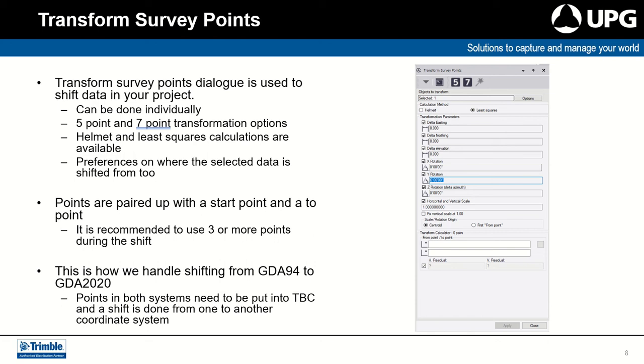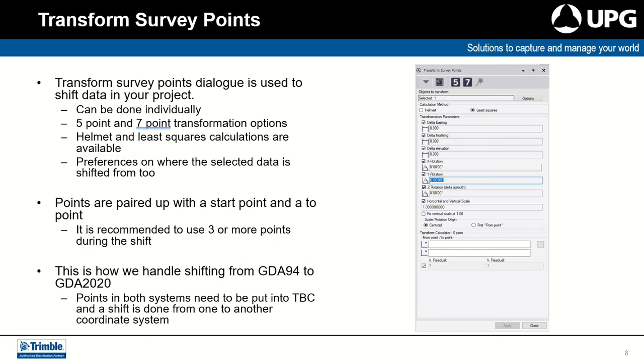Another way you can do it, which is how you would shift data from, say, GDA94 to GDA2020, is have common points in both GDA94 coordinates, which essentially say you are working in, and your common points in GDA2020, which you want to shift to.